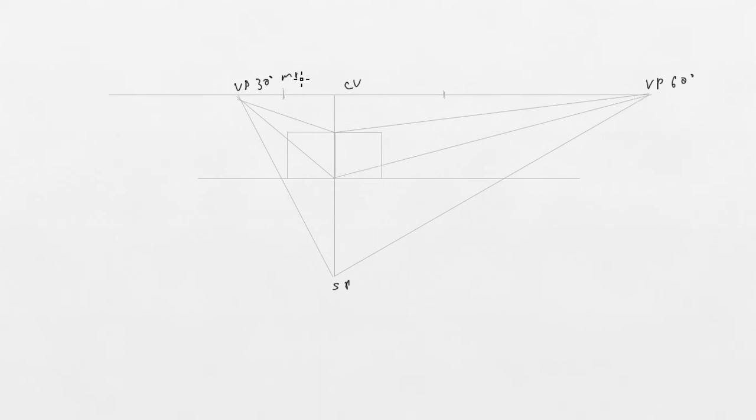This is measuring point 60 and measuring point 30. Now, we should connect this to measuring point 60, and from here to measuring point 30. And on this intersection, we could draw the face of our cube from this corner to VP 60 and to VP 30. Let's draw through.